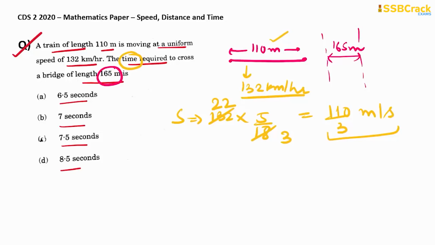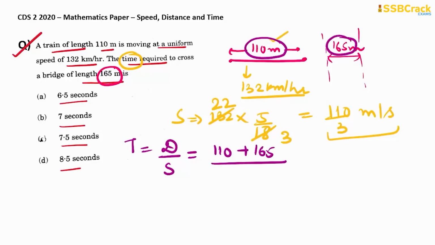Firstly we will write the formula, and we know that time is equal to distance upon speed. The total distance that the train has to cover will be equal to 110 meters plus 165 meters. So total distance will be 110 plus 165, and the speed of the train is 110 by 3. So it will be 110 into 3 seconds. Now we can easily solve this one to get the final answer.